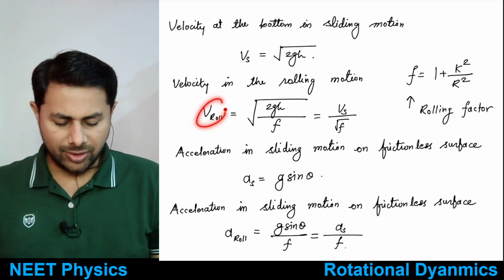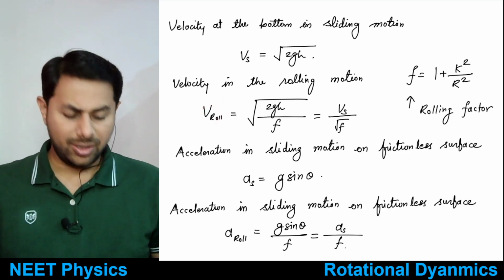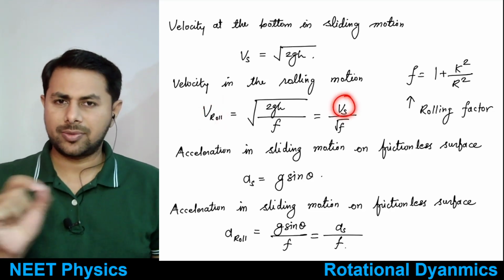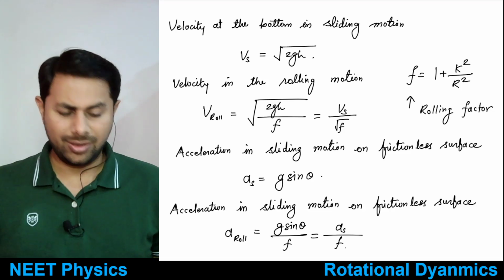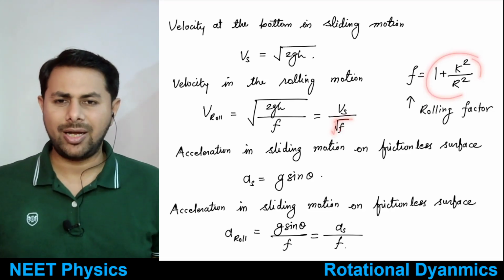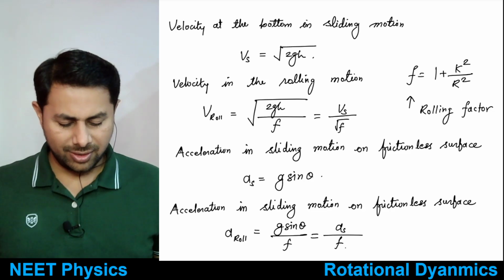So you can say the velocity of the body at the bottom in case of rolling motion is equal to the velocity in case of sliding motion divided by root of f. What is f? 1 plus k square by r square. You can say this is a rolling factor, right?